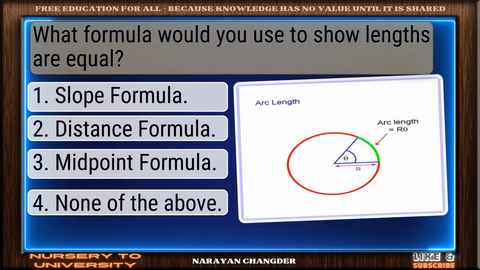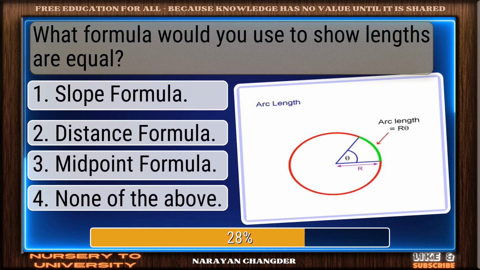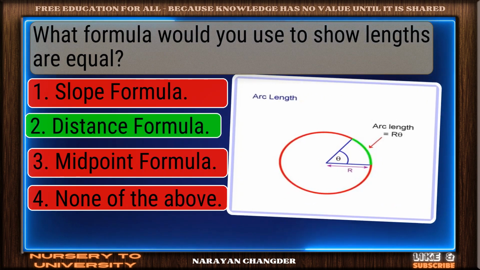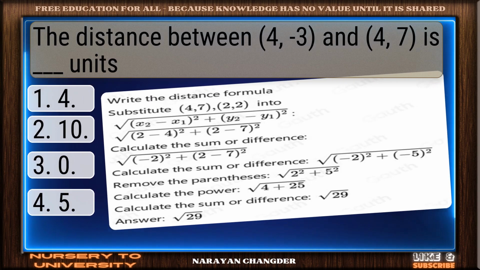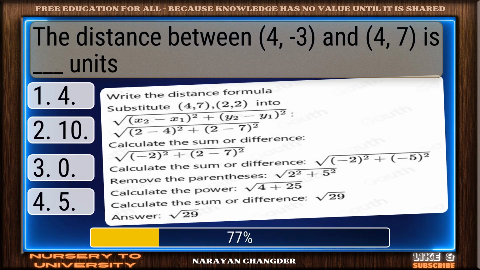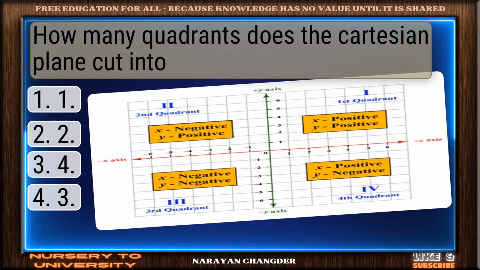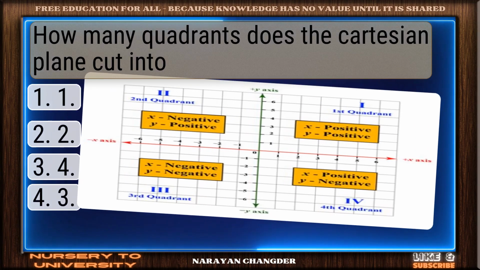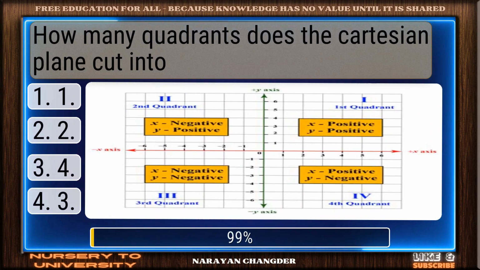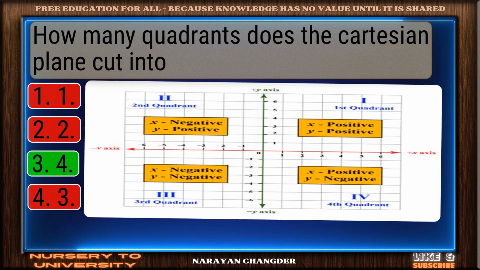Question number 120. What formula would you use to show lengths are equal? Great job. Distance formula is the accurate answer. Question number 121. The distance between and is dash units. Correct. 10 is the right answer. Question number 122. How many quadrants does the Cartesian plane cut into? Clear logic. Your choice 4 is sound and 100% true.